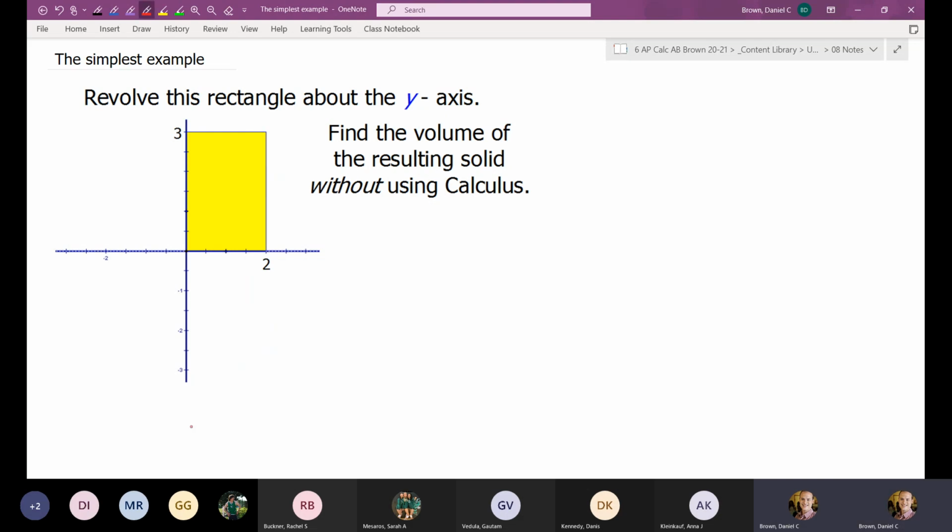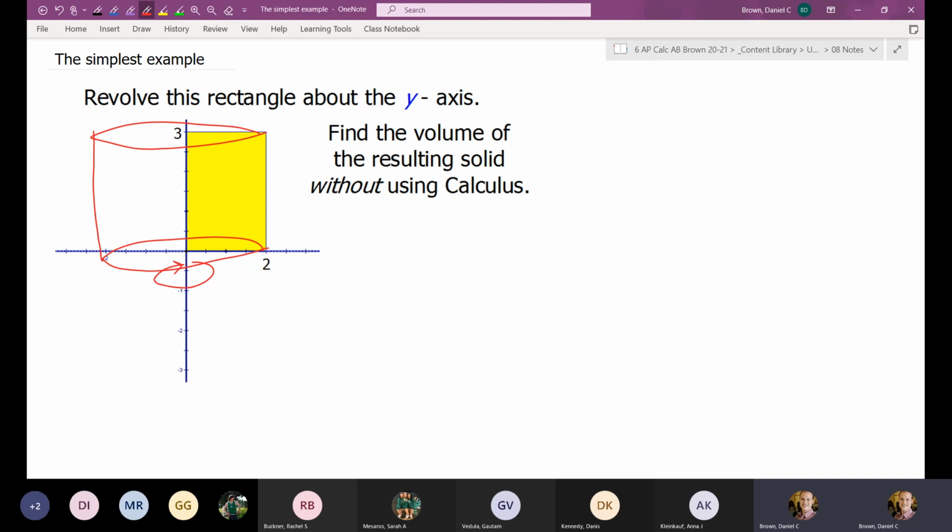Revolving it about the y-axis, so it's spinning around this way. What shape is that still creating? Still a cylinder. And again, some people visualize it a little bit better than others. There's my three-dimensional drawing. It is a cylinder.